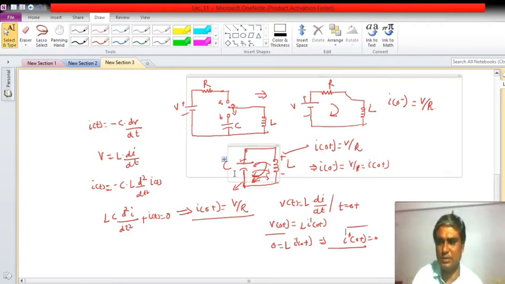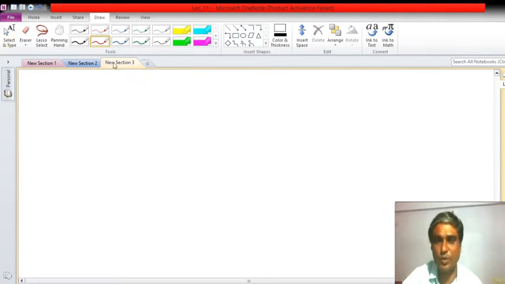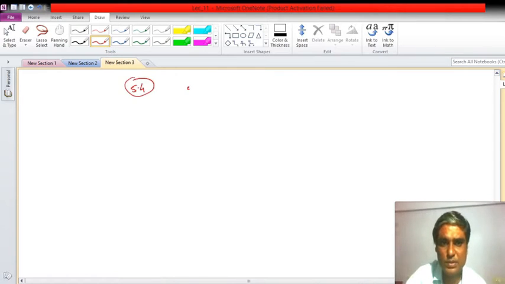Next problem, 5.4 from Van Valkenburg. So if this is my network, there are two capacitors, let's say this, and in between there is a resistor, one switch.